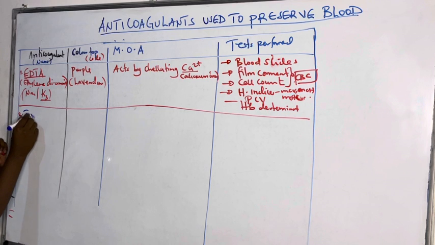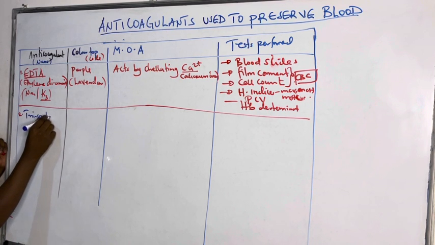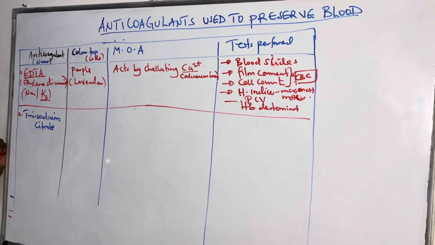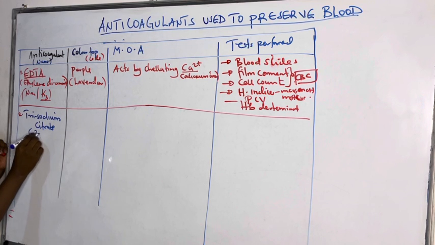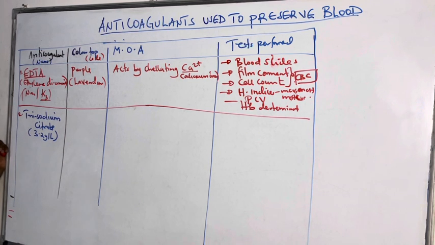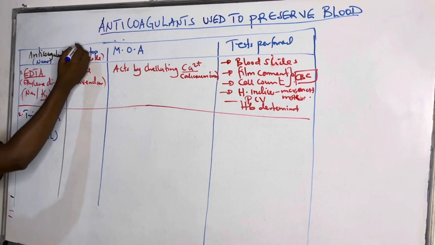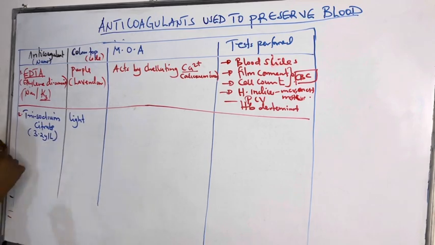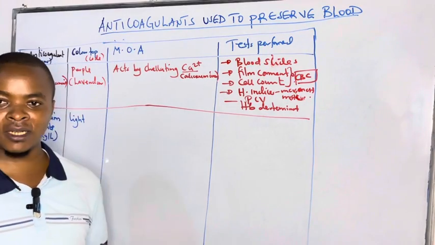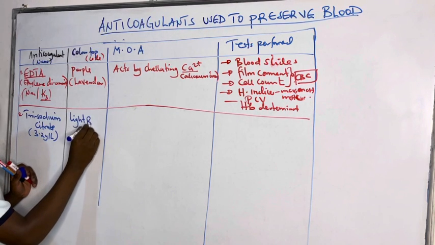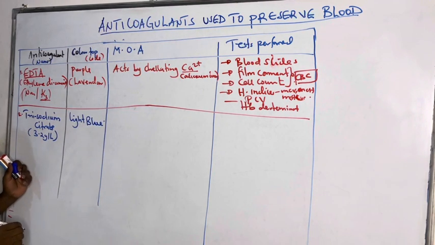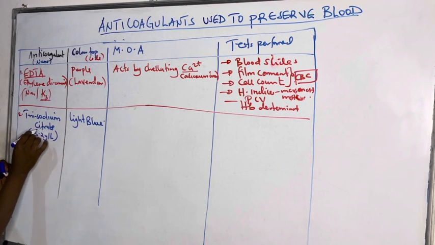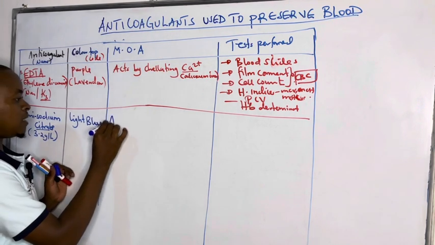trisodium citrate. And this trisodium citrate always comes in a concentration of 3.2 grams per liter. That is how it comes in. And this 3.2 gram per liter, its color code is light blue. Many students normally like writing blue, but it is not blue. When you say blue, you are wrong. We call it light blue.